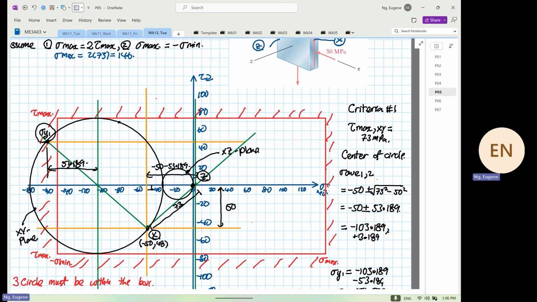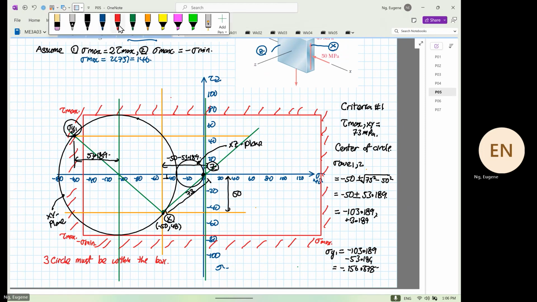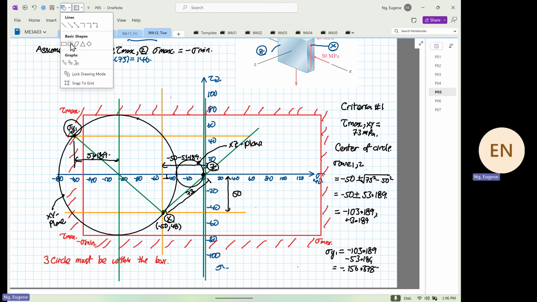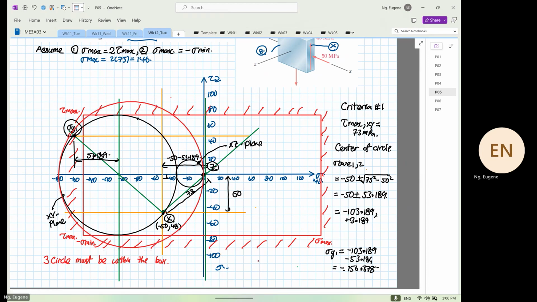And the biggest circle is where? This is where the biggest circle is. Okay. And this belongs to our what plane? YZ plane.